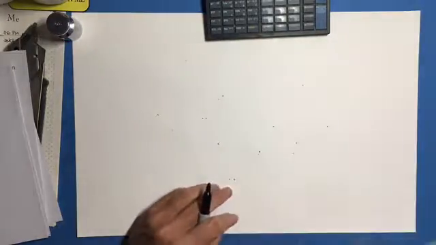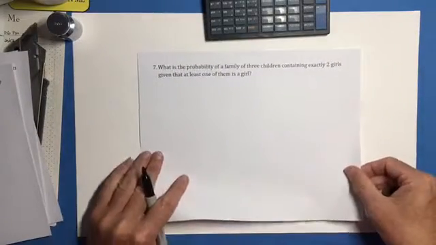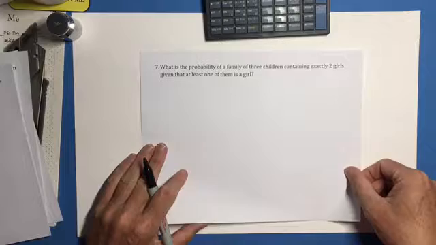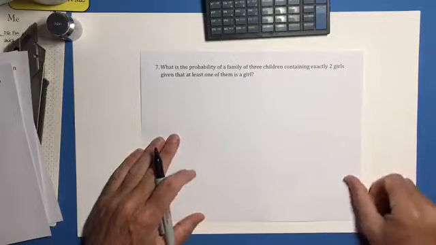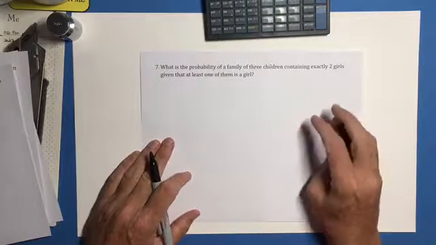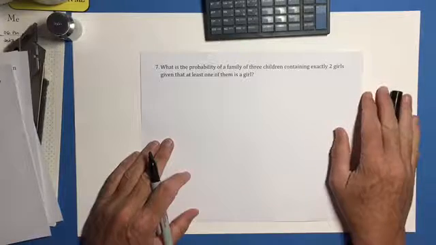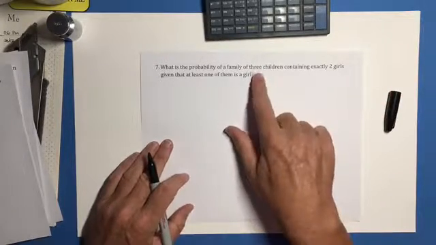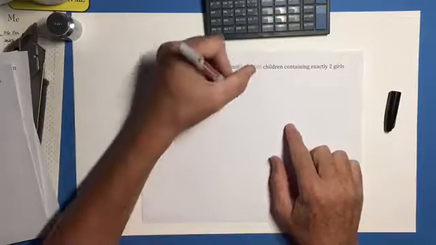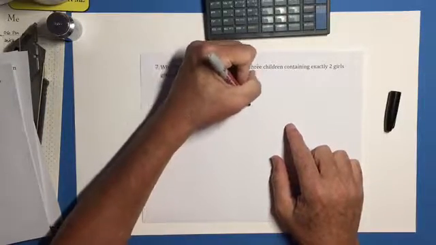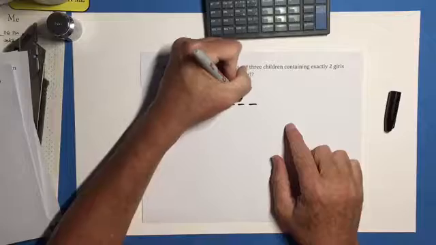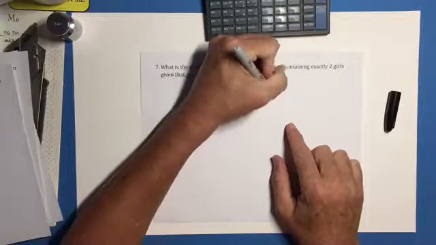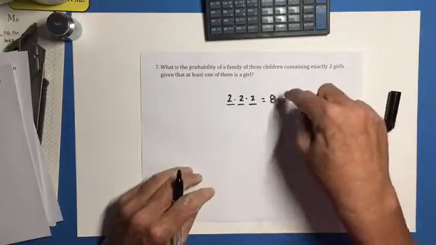Okay. Whew. What is the probability of a family of 3 children containing exactly 2 girls, given that at least one of them is a girl? Oh my gosh, what do you mean? Well, let's start with what we can figure out easily. 3 children. How many ways are there to have 3 kids? 1, 2, 3. Well, I can have a boy or girl, a boy or girl, a boy or girl. So there's 8 ways to have 3 children.